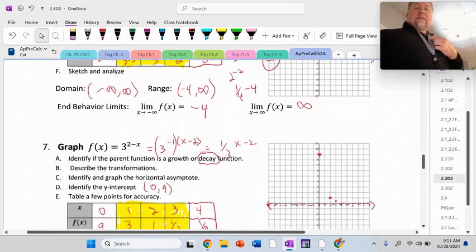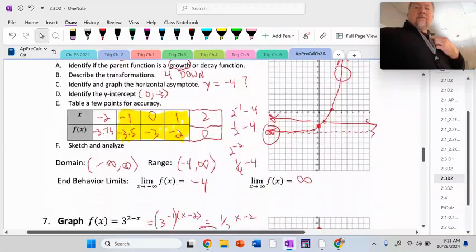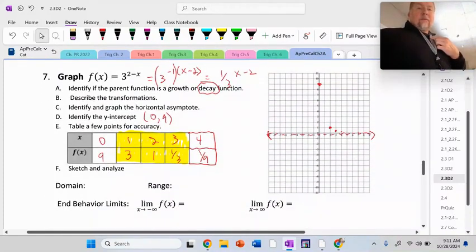Any other things I missed? Not really sure. Growth. So yeah, those are growth. Okay, and this will definitely be decay from the points that I see here. And make sure I hit them all.